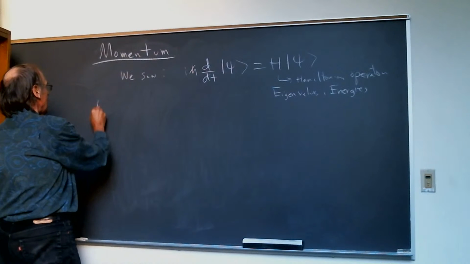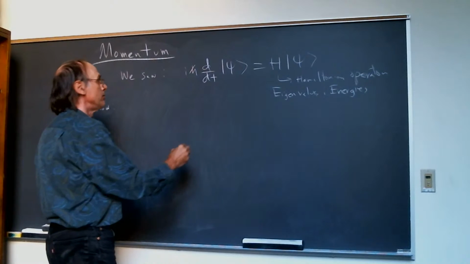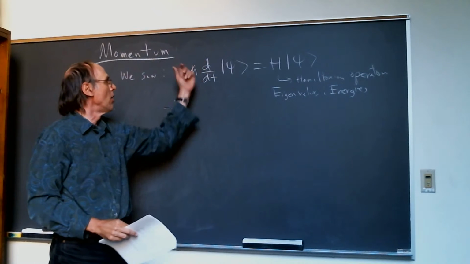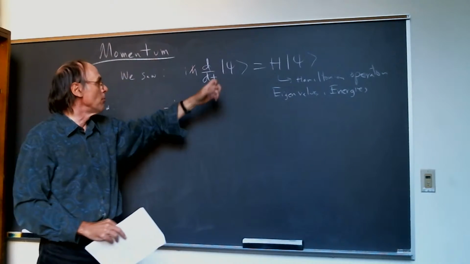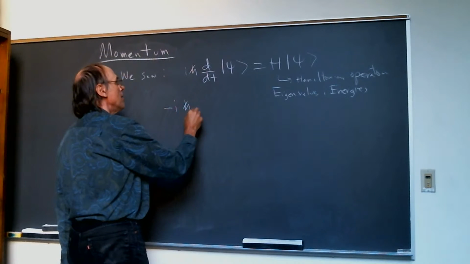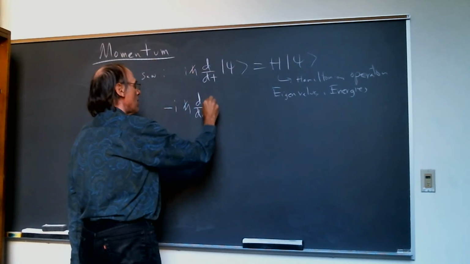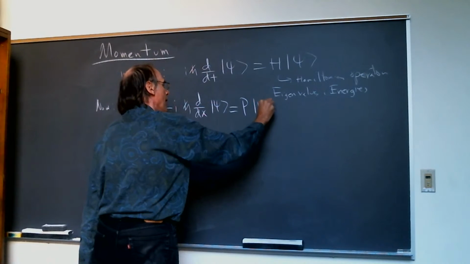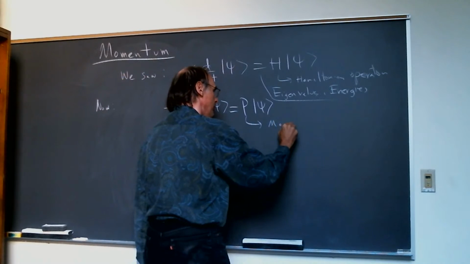But now, one way of thinking about what I want to say is we're going to ask, what happens if not if you translate in time, but if you translate in space. And so i h bar d/dx psi is equal to P psi. And this will be the momentum operator.